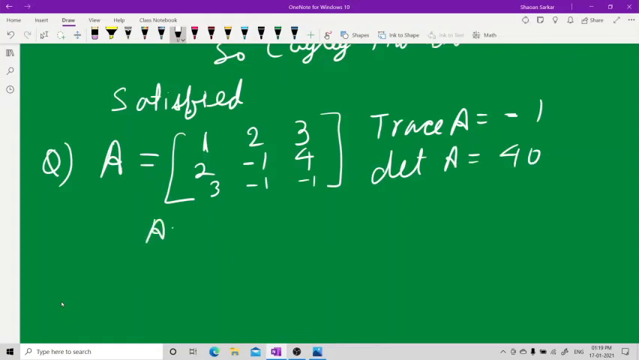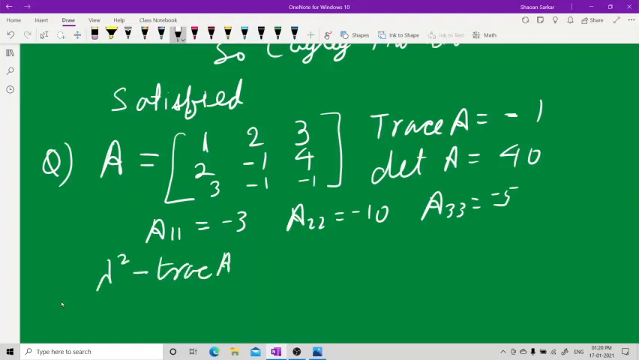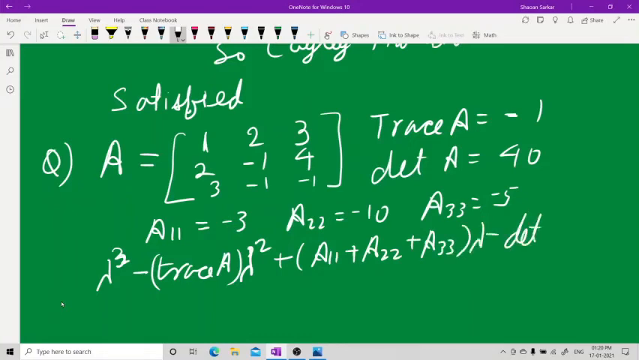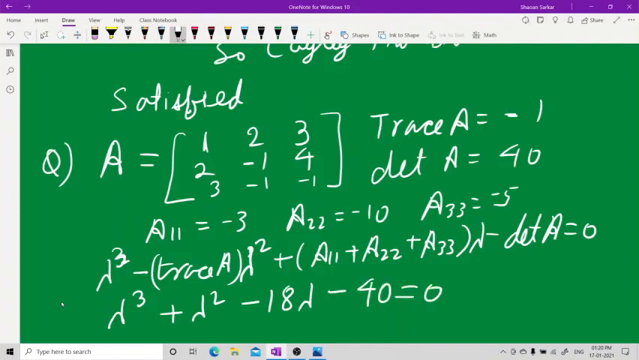Then I found A11, I think it was minus 3. Then A22 was minus 10. And A33 was minus 5. So using this equation, lambda cube minus trace A lambda square plus A11 plus A22 plus A33 lambda minus determinant A, I found out the characteristic equation that came out to be lambda cube plus lambda square minus 18 lambda minus 40. This was the characteristic equation.